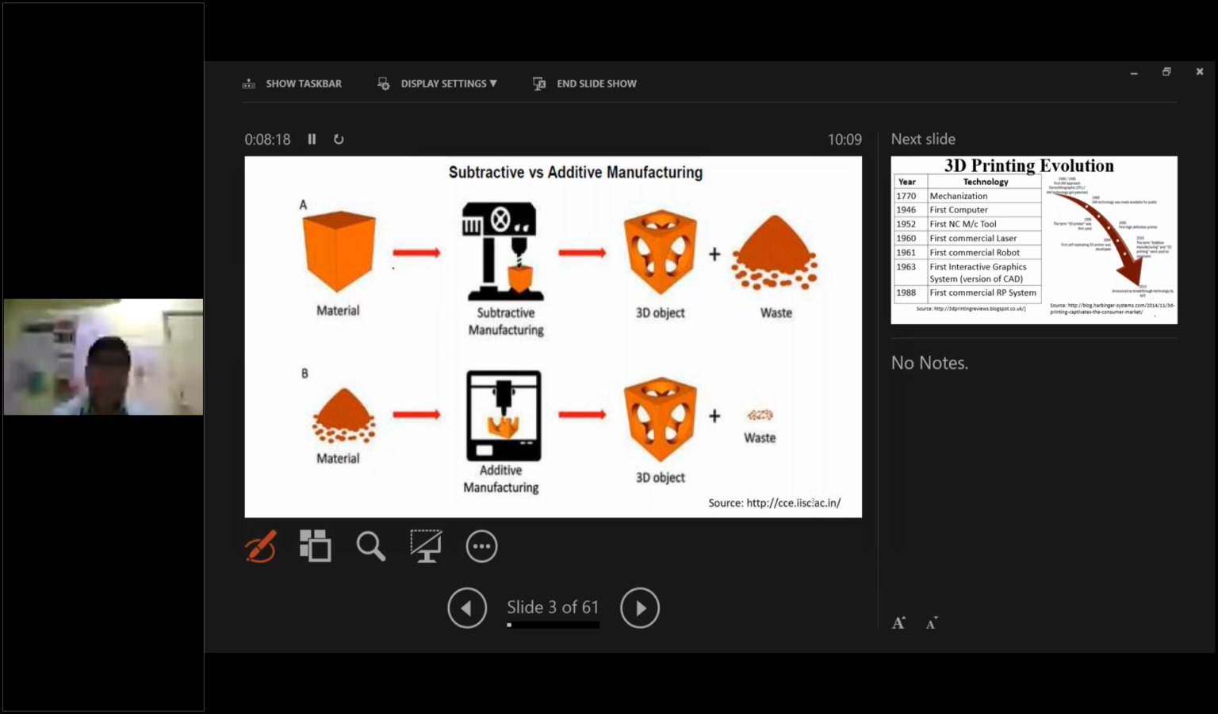Here a is the blank, b is the product, and you scrap out the unwanted material by whatever material removal process we have. What are the basic material removal processes? We already know. You can remove the material in three different ways.